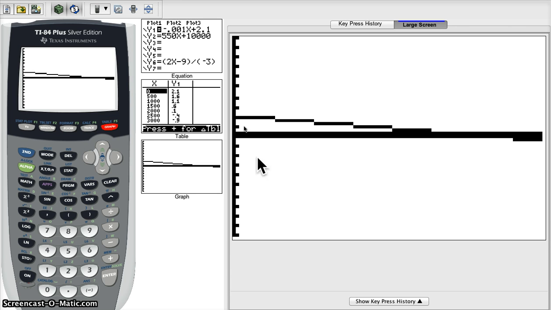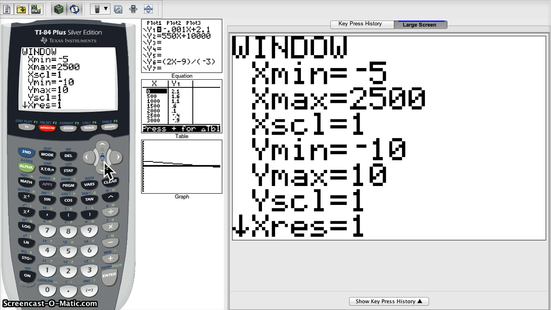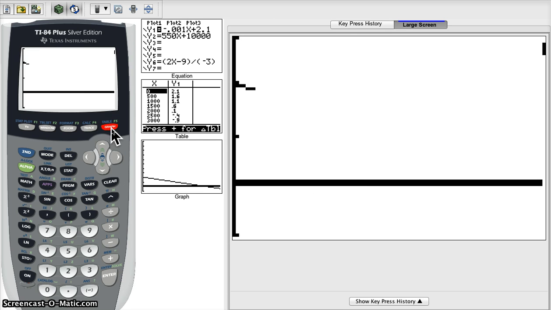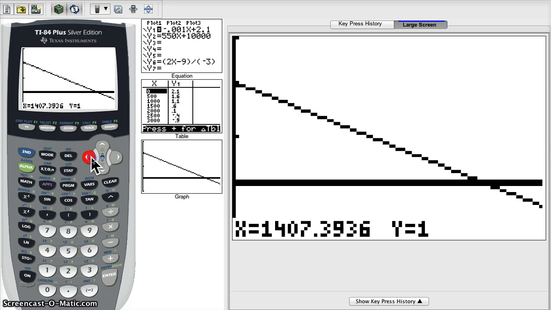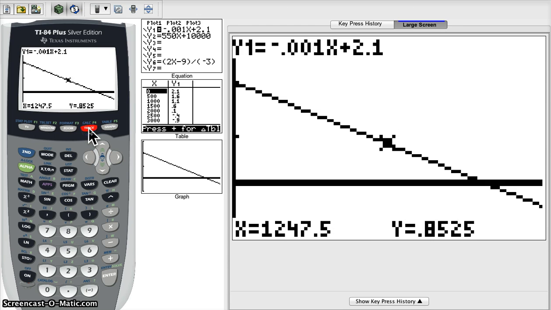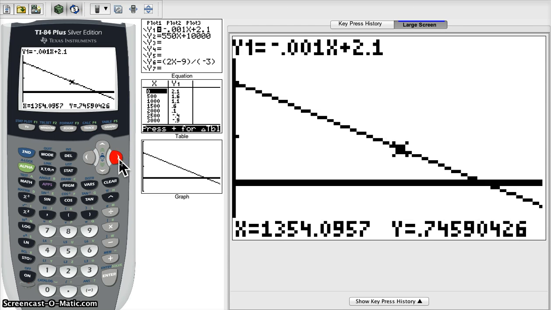If I still feel like it's kind of squashed, I can change my y value as well. Go to the window, and I only need to see from a y minimum of maybe negative 1, and then a y maximum of like 3. That should give me a good picture of my graph. Now I've got both, and I can easily trace back and forth. If you hit the trace button, it'll lock onto your function and give you some approximate values.